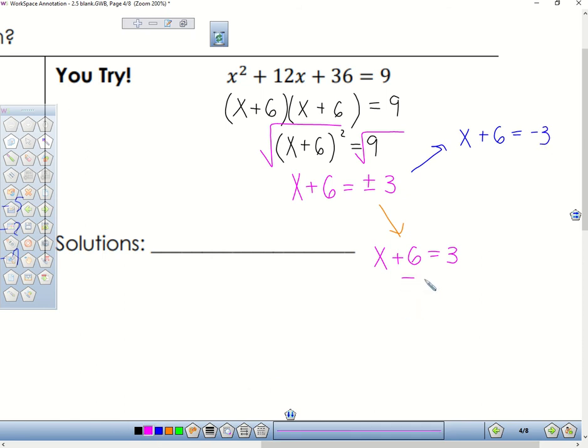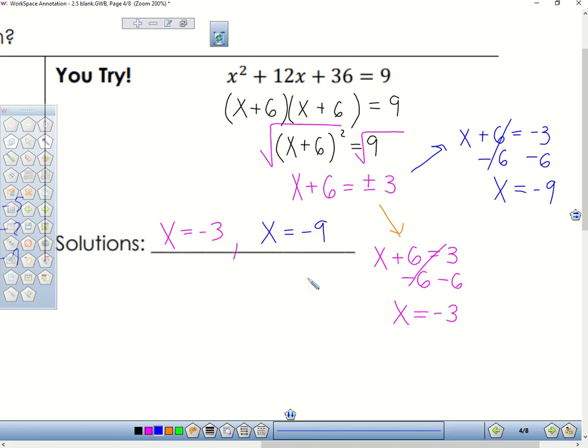So then from here I'm going to subtract 6 on both sides. This gives me x equals negative 3. And over here I'm going to subtract 6 on both sides, which gives me x equals negative 9. So my two solutions are x equals negative 3 and x equals negative 9. Any questions on that?